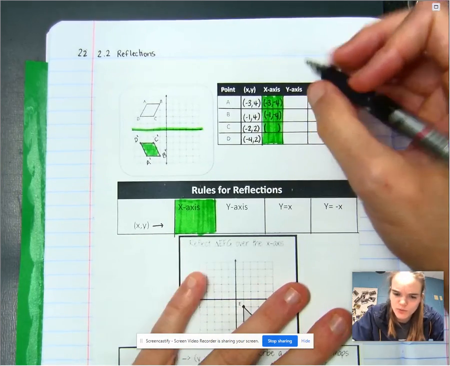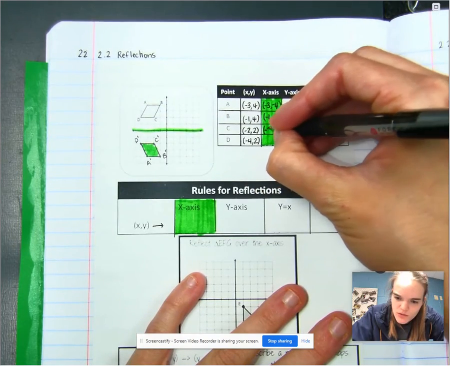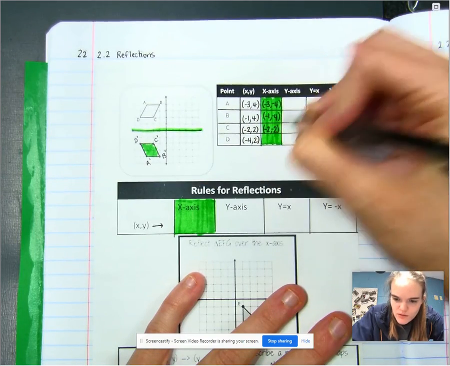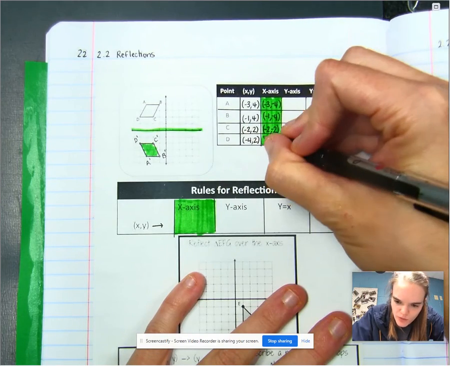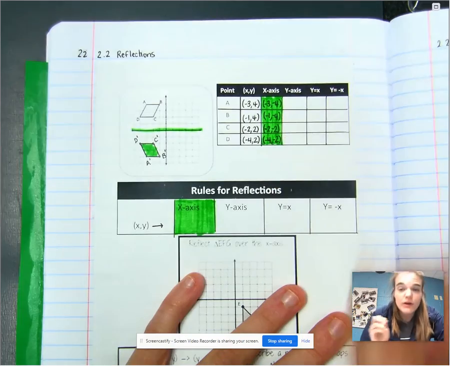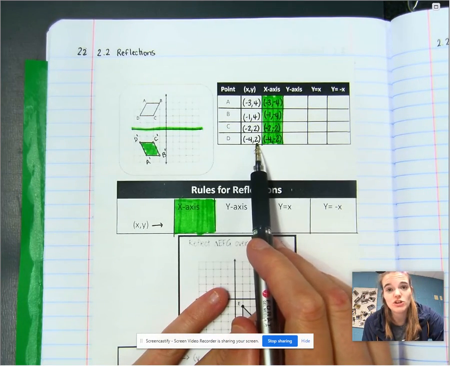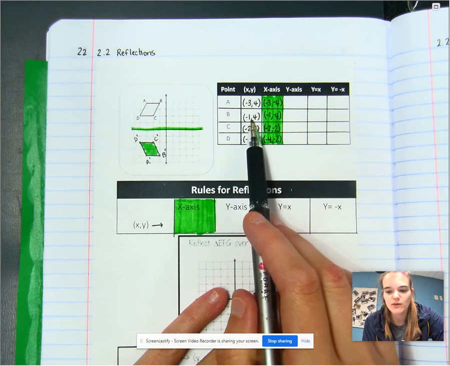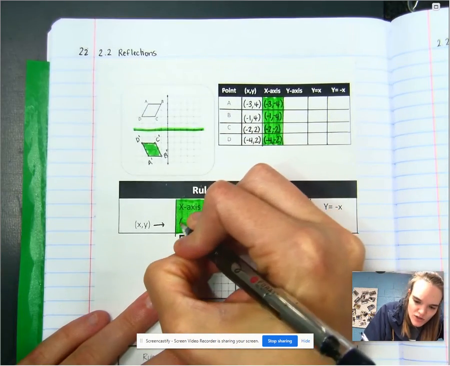We'll talk about how to write the rule. C prime is at negative 2, negative 2. Okay, D prime is negative 4, negative 2. All right, we are trying to determine, to write the rule, what happened from the original pre-image to the image. So negative 3 to negative 3, negative 1, negative 1, negative 2, negative 2, negative 4, negative 4. X did not change.